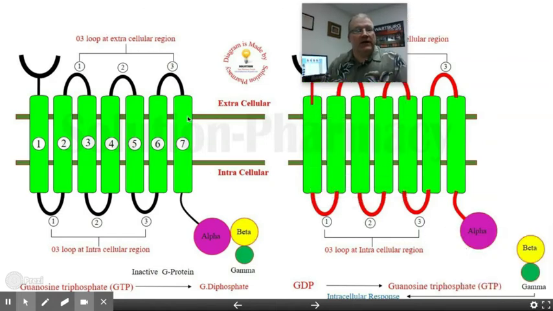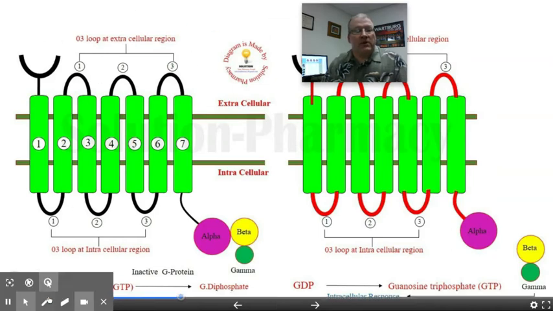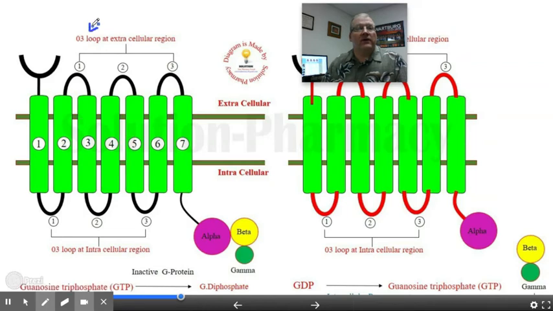So let's first take a look at the left. Here is the outer portion, so this is the extracellular fluid out here. Okay. This is the intracellular area. This is inside. Okay, so here's your plasma membrane. So this particular protein twists back and forth several times through the plasma membrane.